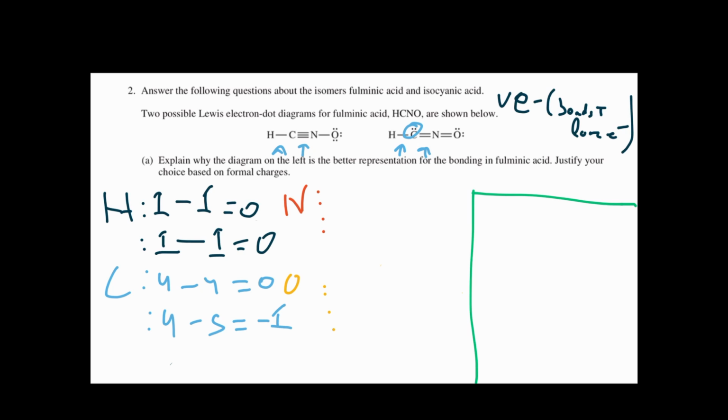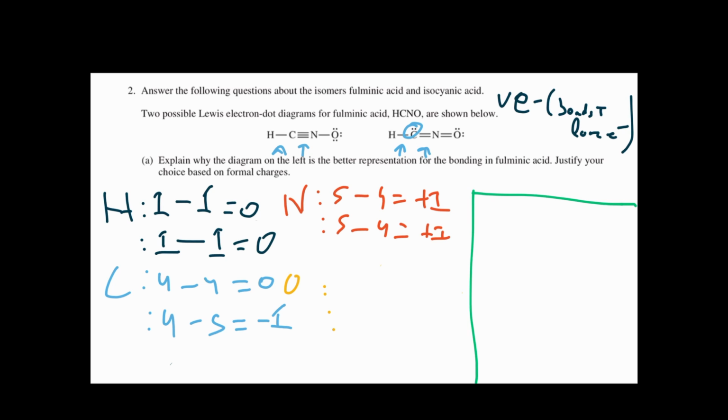Now, let's look at nitrogen. Nitrogen, we know, always starts with 5 valence electrons. We see here that nitrogen has a triple bond on the left and a single bond on the right. 3 plus 1 is 4, so we get that nitrogen's formal charge in the first one is +1. Now let's look at the second one. We have the same thing here, except we have double bonds that are split. So we have 5 minus 4 again equals +1.